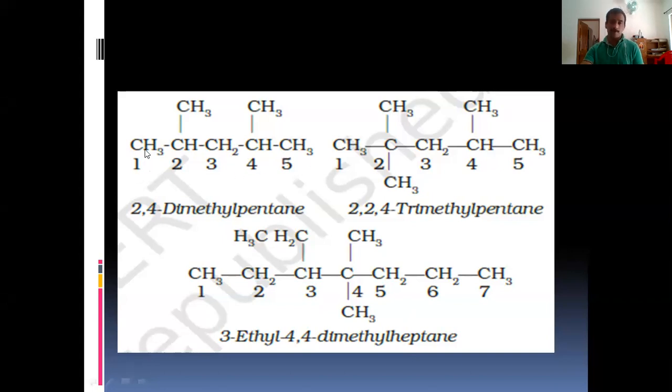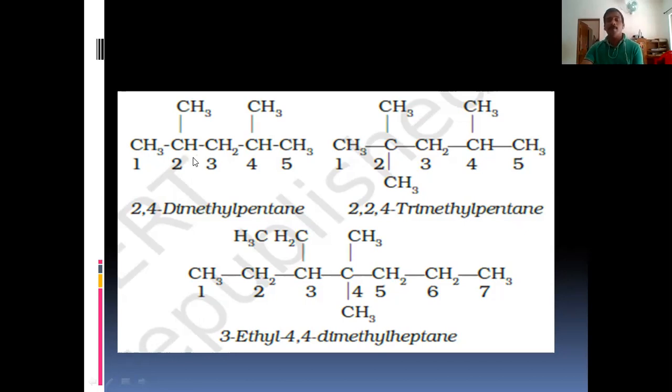In the first case, CH3, CH, CH3, CH2, CH, CH3, CH3. Here there are 5 carbon atoms in the longest chain. You can identify a longest chain which contains 5 carbon atoms. And the second carbon atom has a CH3 group, and the fourth carbon atom has a CH3 group. If you number from this side or from this side, you will get the same numbers for the carbon atoms carrying substituents, 2 and 4. If you start from here, 2, 3, 4, 2 and 4. So in this compound you can number it from this side or from this side.